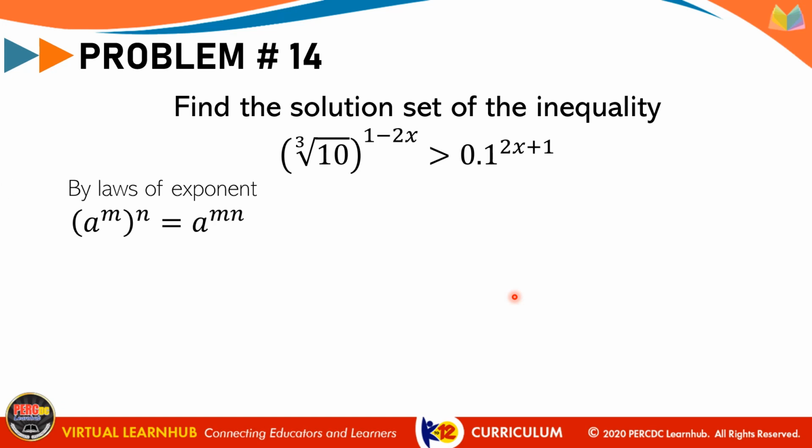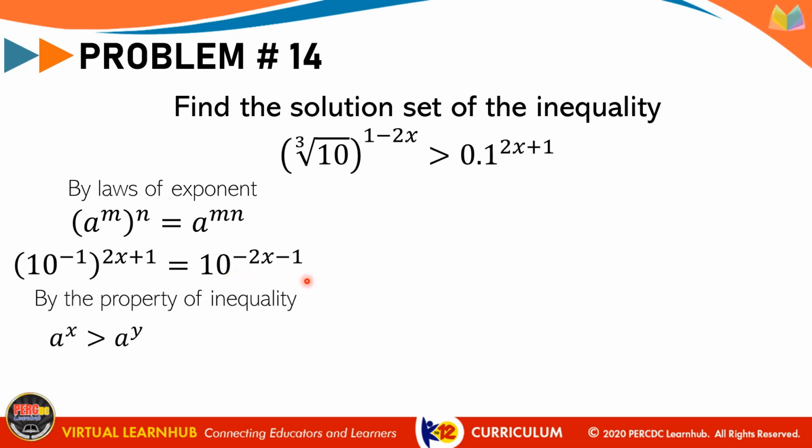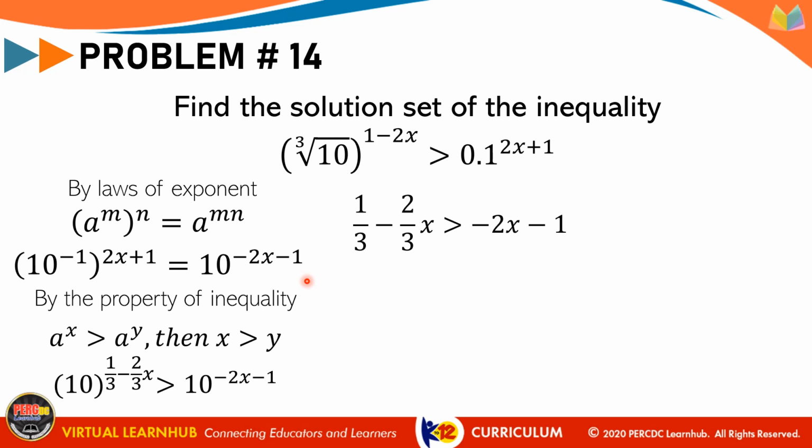So from there, by laws of exponent, a raised to m raised to n is equal to a raised to mn. So 10 raised to negative 1 raised to 2x plus 1 is equal to 10 raised to negative 2x minus 1. By property of inequality, if we have a raised to x is greater than a raised to y, then x is greater than y. So, if we have 10 raised to 1/3 minus 2/3 x is greater than 10 raised to negative 2x minus 1, then we can see that 1/3 minus 2/3 x is greater than negative 2x minus 1.